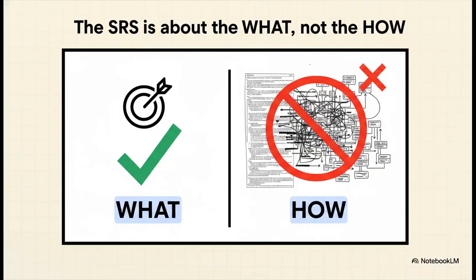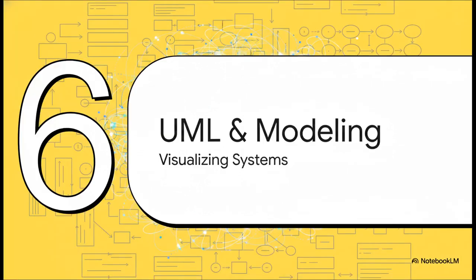But if you take away absolutely nothing else about the SRS, remember this one golden rule. The SRS is absolutely not a design document. Its sole purpose is to formally state what the system will accomplish, completely ignoring how the developers will actually build it. That comes later. And that leads perfectly into Section 6, UML and System Modeling.